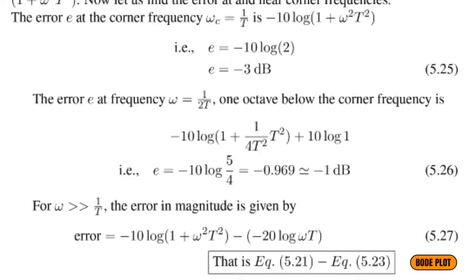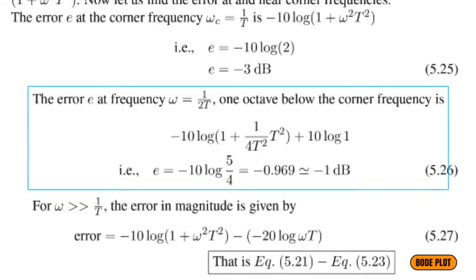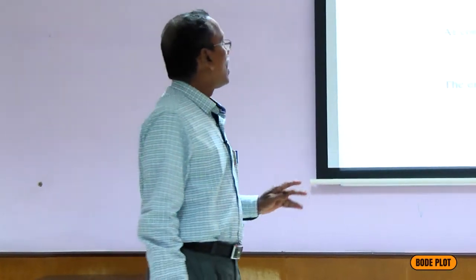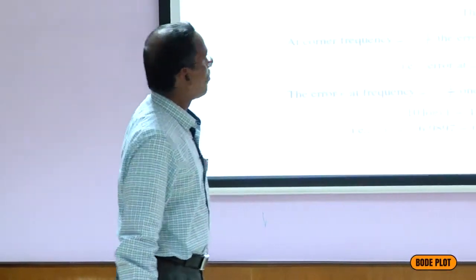This is at 1 decade, 1 octave below corner frequency, 1 octave above corner frequency. What we substituted was 0.5 by tau, or you can substitute 1 by 2 tau. If you square it, 1 by 4 tau square. Similarly here, to the right side, we substitute omega equal to 2 by tau. That is 4 by tau square substituted, and again it is approximately minus 1 dB. So to the right you have to do a minus 1 dB correction, and on the left side also a 1 dB correction, to get the actual plot. And what we plotted is the approximate plot, or asymptotic plot, or Bode plot.